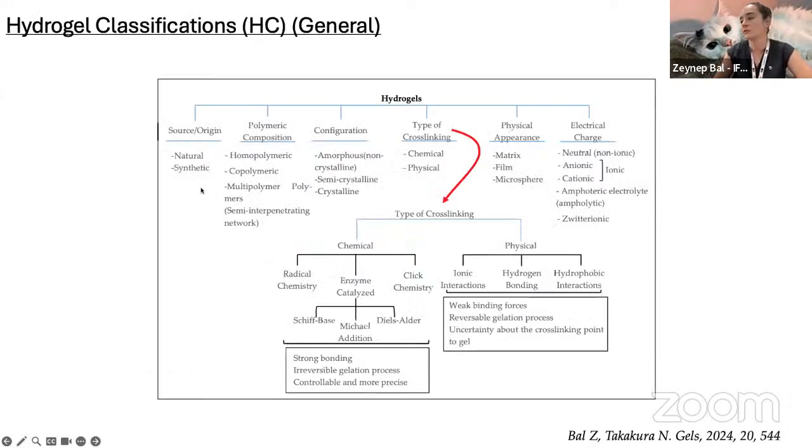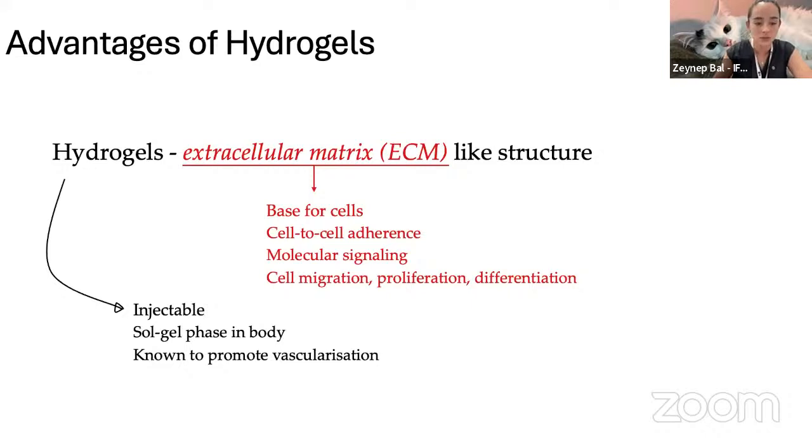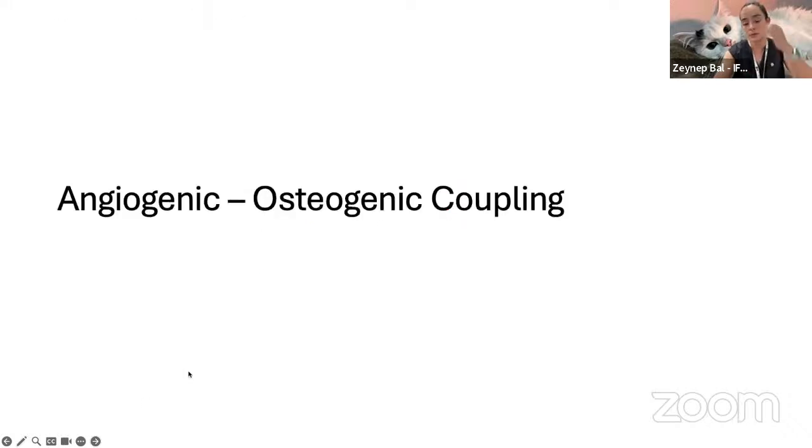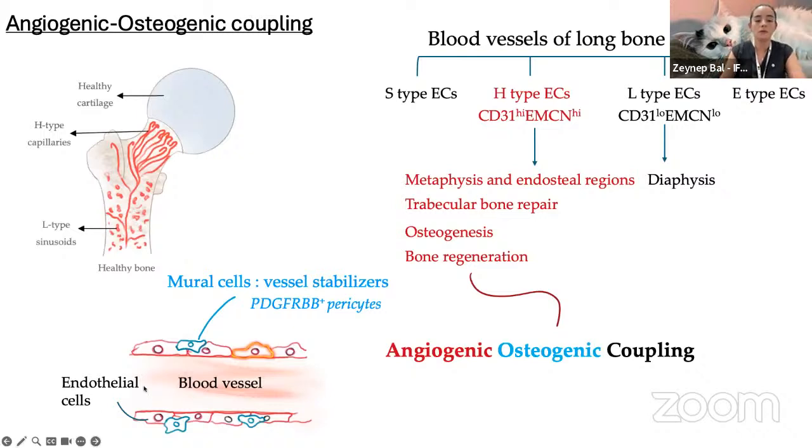There are lots of types of hydrogels, which I don't want to focus on, at least for today. I think it's really frightening anyways. So I will go on with osteogenic and angiogenic coupling, which is related to this part of promoting vascularization. Why is it important for osteonecrosis? First of all, we have another player here, endothelial cells. They line the inner side of the blood vessels, and they are an interface between blood and the tissue. So actually, they are the vascular cells, let's say vascular endothelial cells.